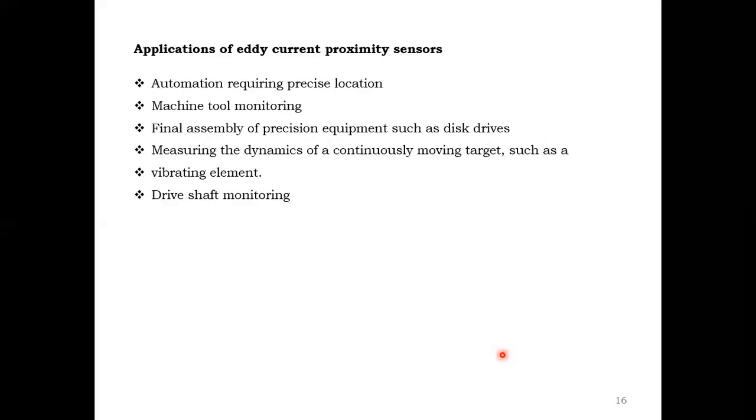Applications of the eddy current proximity sensor: automation requiring precision location, machine tool monitoring, then final assembly of precision equipment such as disk drives. Also measuring the dynamics of a continuously moving target, such as a vibrating element. Then driving shaft monitoring. Like that they are using eddy current proximity sensors.